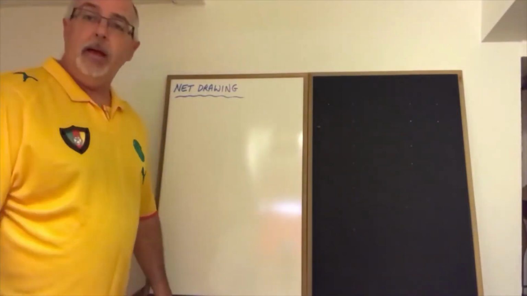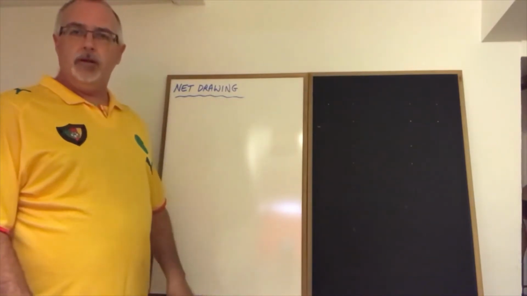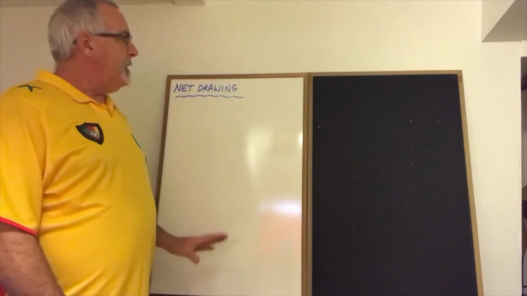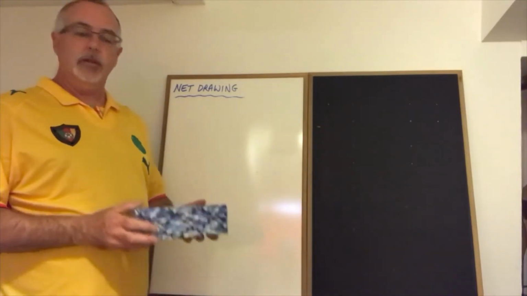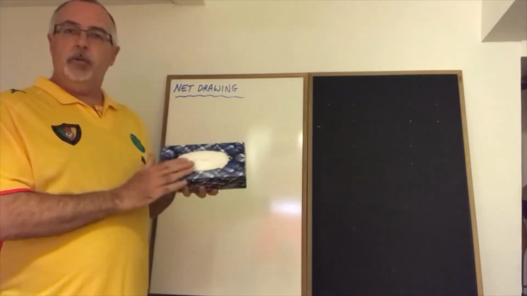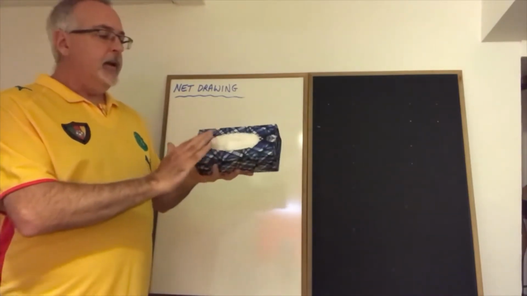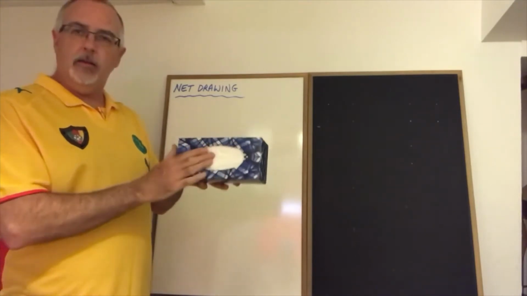Today's Daily Dose of Math is about making a net drawing of a three-dimensional object. And the example I'm going to use for this video is a right prism, otherwise known as a rectangular prism, and I'm using this tissue box as my example. Now, I've pushed the tissues back in this part. We're ignoring that little flap.